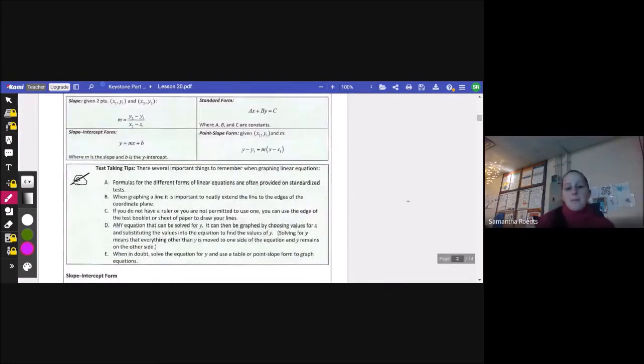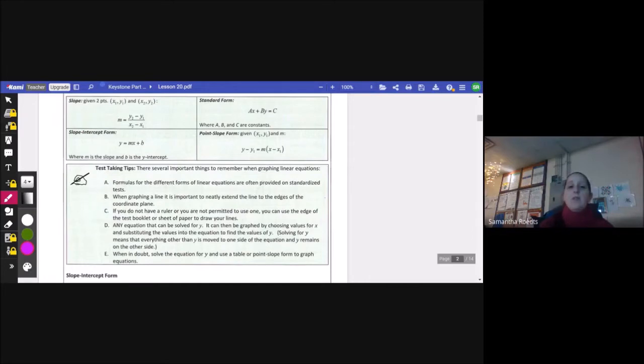All right, test-taking tip. There are several important things to remember when graphing linear equations. Formulas for the different forms of linear equations are often provided on standardized tests. When graphing a line, it's important to neatly extend the line to the edges of the coordinate plane. If you do not have a ruler or you are not permitted to use one, you can use the edge of the test booklet or sheet of paper to draw your lines.